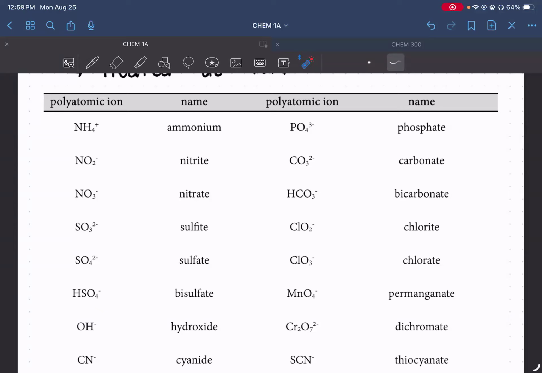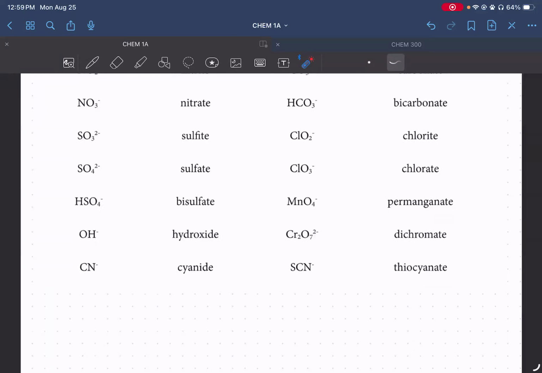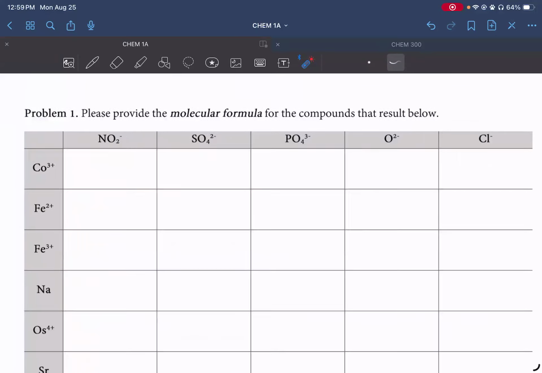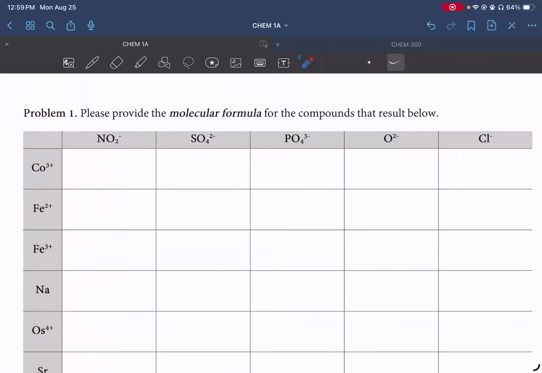So let's try just 2 examples of this. We're actually going to go to the document, the problem set. We're going to do a couple from this first page.